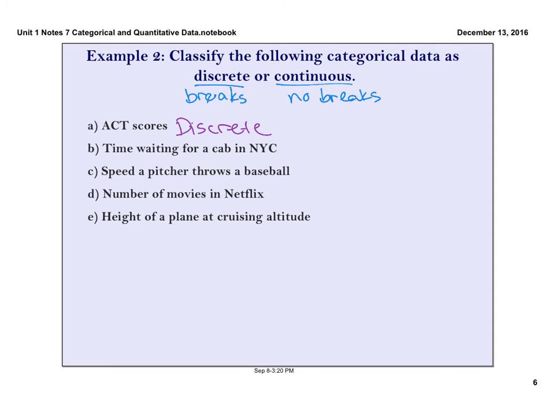Time waiting for a cab in New York City. This could be 2 minutes. This could be 4 minutes. If you ask somebody, how long did you have to wait for a cab? They might say, oh, I had to wait 15 minutes.